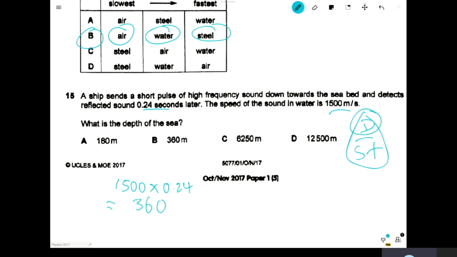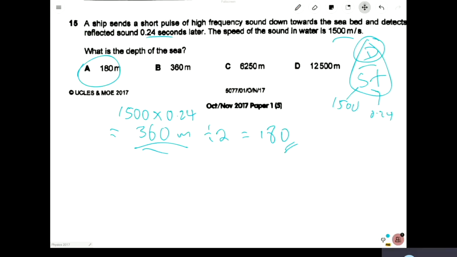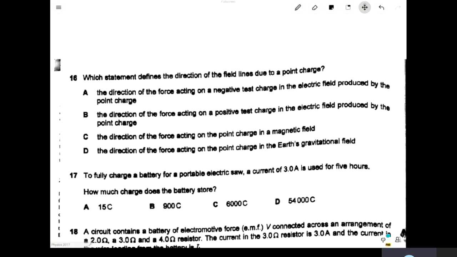Yeah, I can. Okay, so 360. We take speed as 1005, time is 0.24. You multiply, we get 360 meters. But you must remember this is an echo, so you have to divide by 2. So it's 180. The answer is A. Okay? Move on. So far it's okay. Actually, it's quite okay.